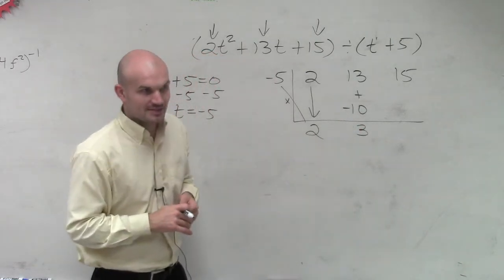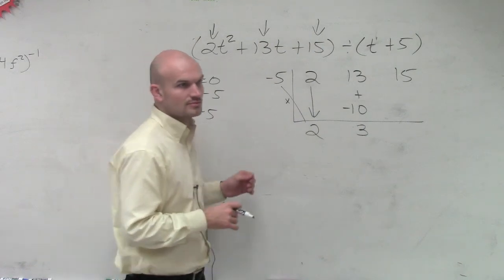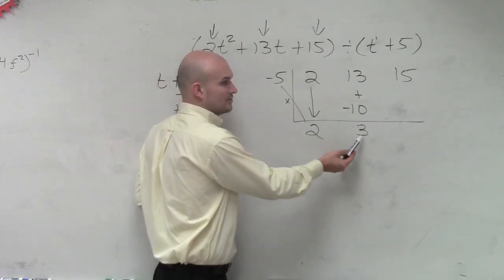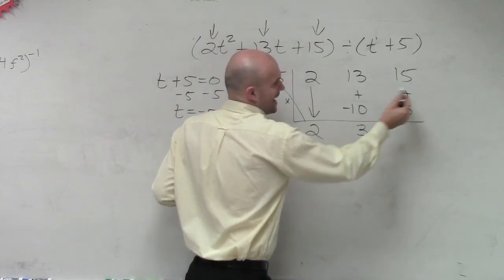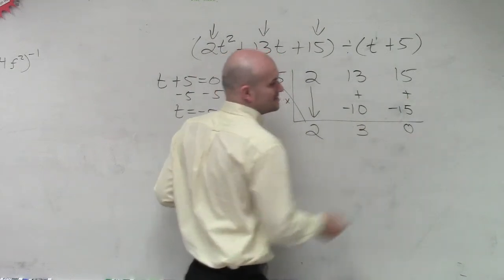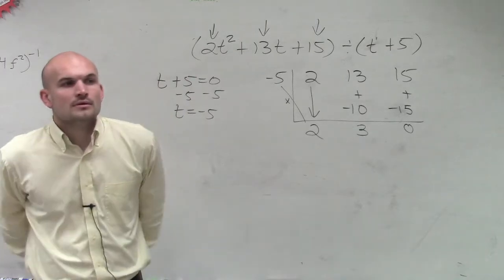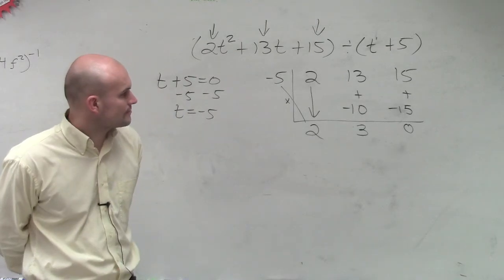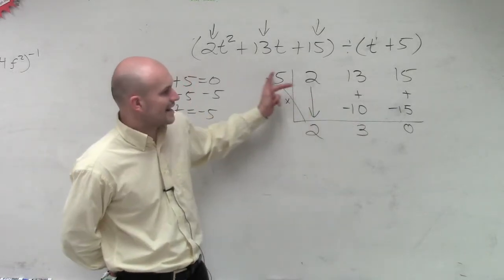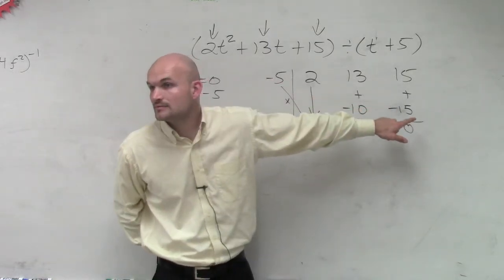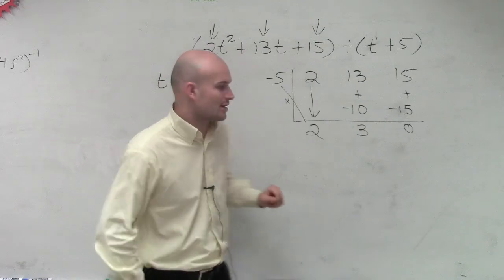I'm following the process for the synthetic division. Then 3 times negative 5 is negative 15. Where'd you get 13? It's 3 times negative 5. You said 13, sorry. 3 times negative 5 is negative 15. Okay? Add them up, you're going to get 0.